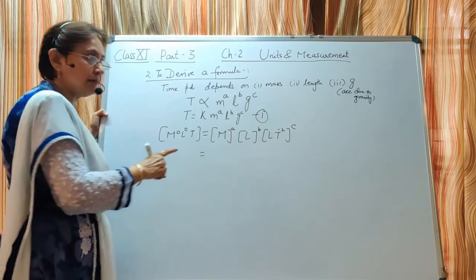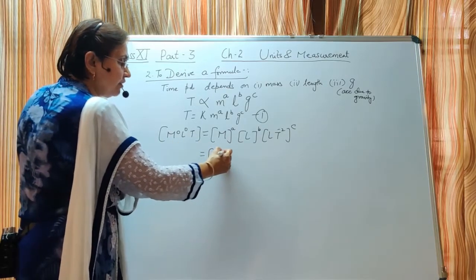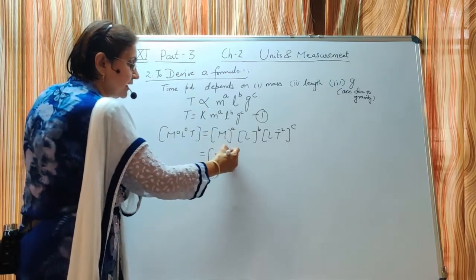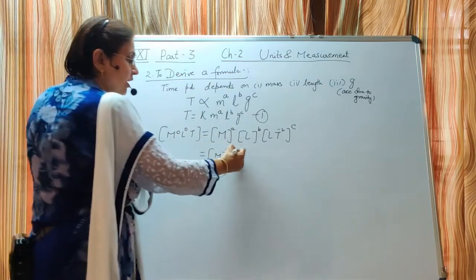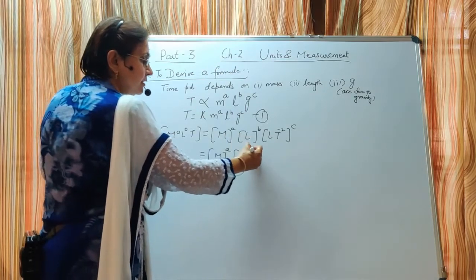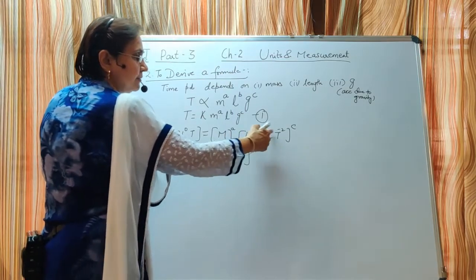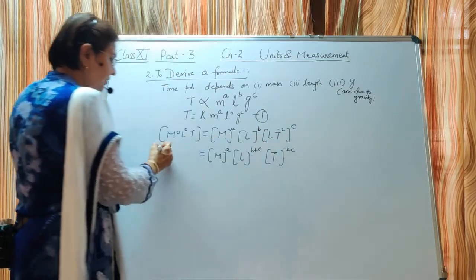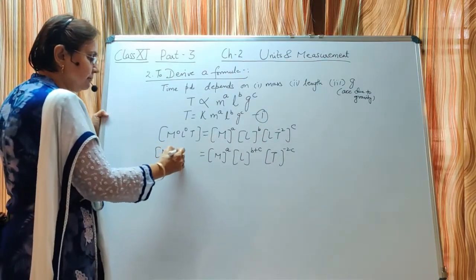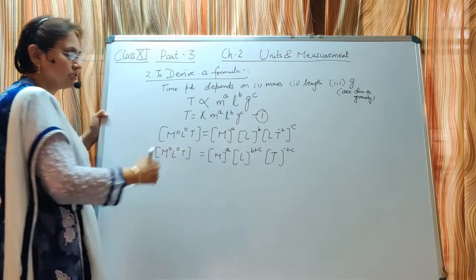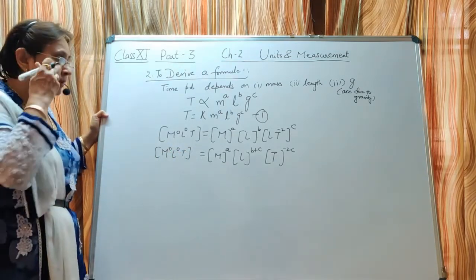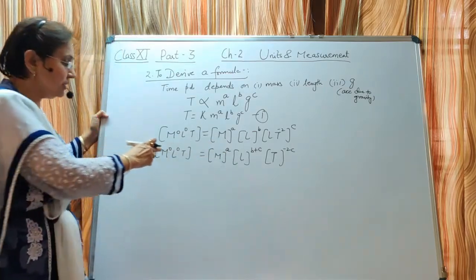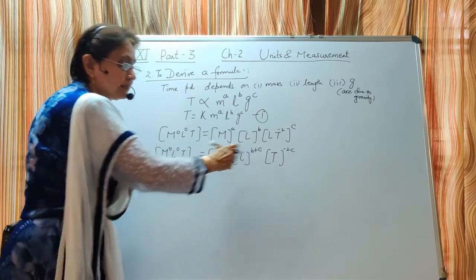Now our next step is to collect the powers of M, L and T on the right hand side. What is the power of M on the right hand side? a. What is the power of L on the right hand side? b plus c. The power of T is minus 2c. Whereas on the left hand side it is M raised to the power 0, L raised to the power 0, T raised to the power 1. Now from here we can equate the powers of each one, that is of mass, length and time.